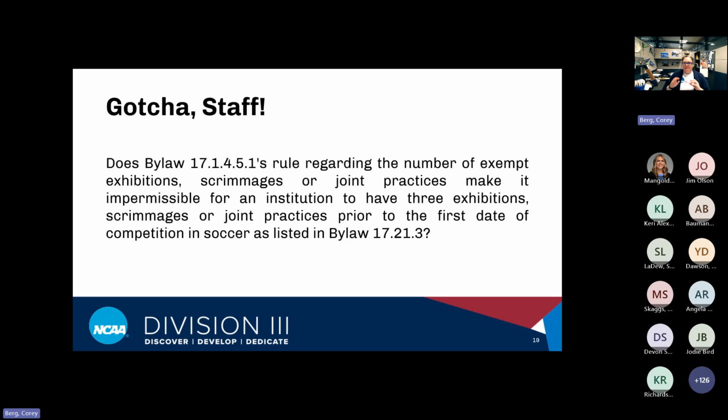And it is some version of this question that just popped up on the screen. Every year we get at least a handful of institutions being like, we got you, staff, because we found a typo in the manual, specifically in the soccer bylaw, because it says that we can have up to 3 preseason scrimmages, but our exemptions say we only get 2 annual exemptions a year. So that's a typo. How does it work? And I'm going to help you figure out how it works.